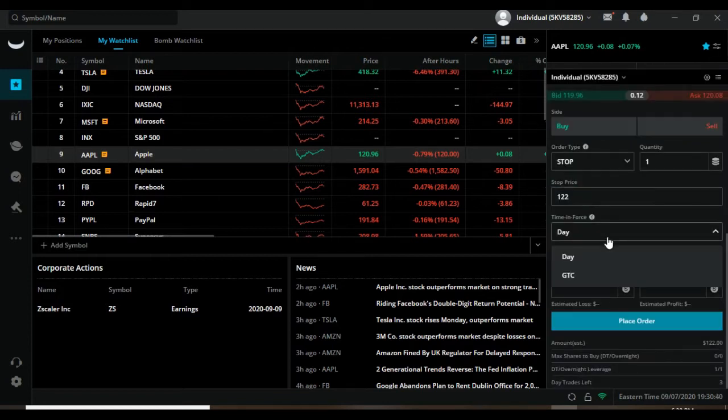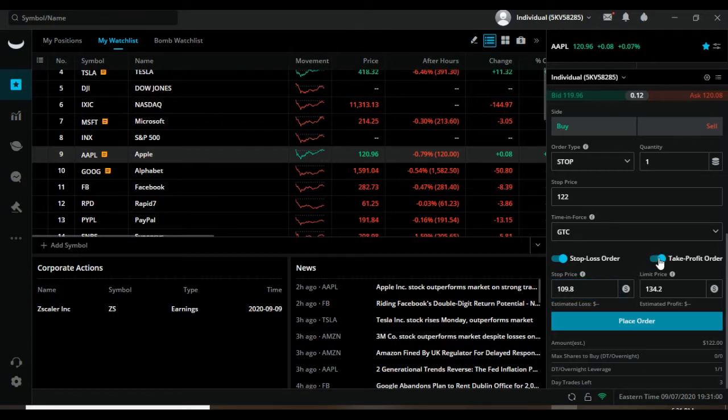And you can choose whether you want to have, and this is the case for all different order types, the day or good till canceled. More than usually, if you're going to be investing or swing trading, you're going to probably have a good till canceled, not the day. And then you will put your stop price in, and then you will hit place order. So that's pretty much it.